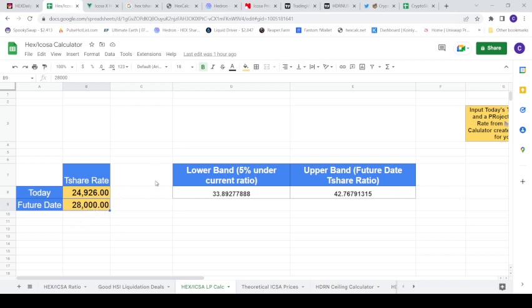So if you were gonna do it on those metrics, you would basically set your lower band of hex to Icosa at about 33, 34. You could probably go like 31 or so, and then this is gonna give your upper band, so you'll get the two ratios, and that'll be your trading range where you're gonna collect fees on the hex and Icosa LP pair that you create.